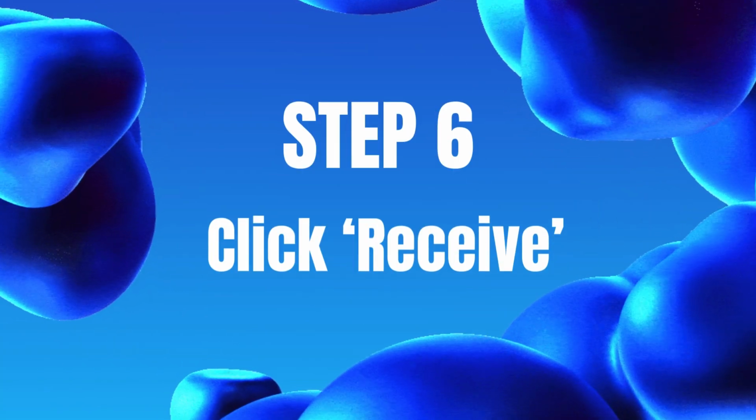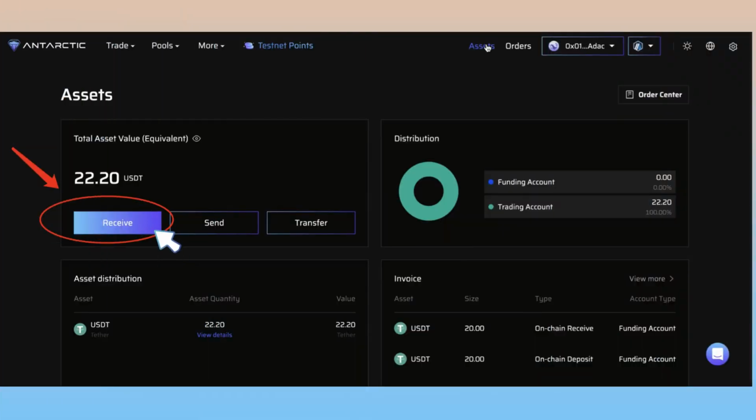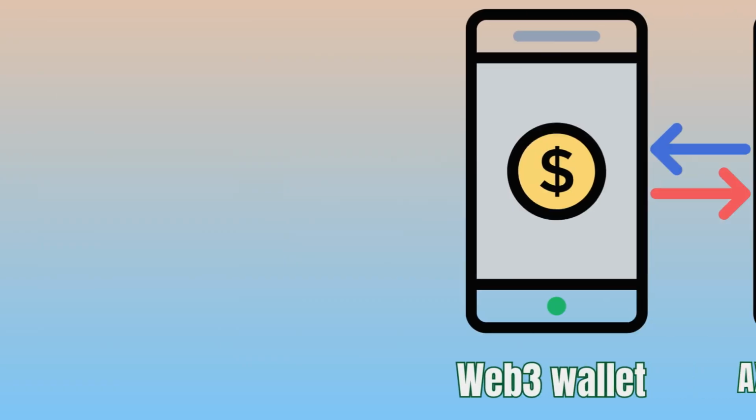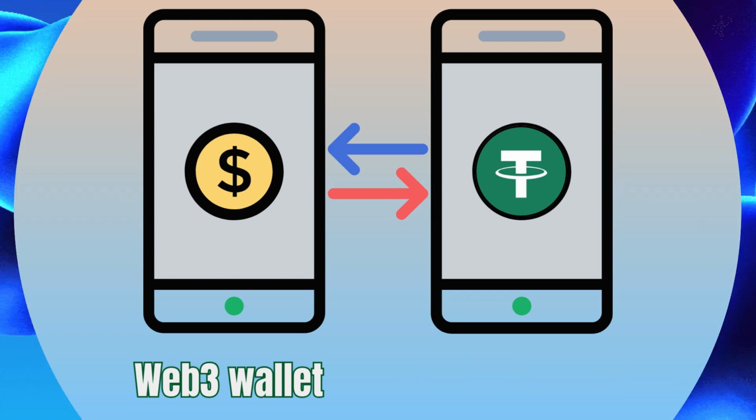Step 6. Click Receive to deposit funds. Once you're on the Assets page, click Receive to start your deposit. You'll be transferring funds from your personal Web3 wallet to your Antarctic Exchange funding account. This ensures secure and self-custodial storage.